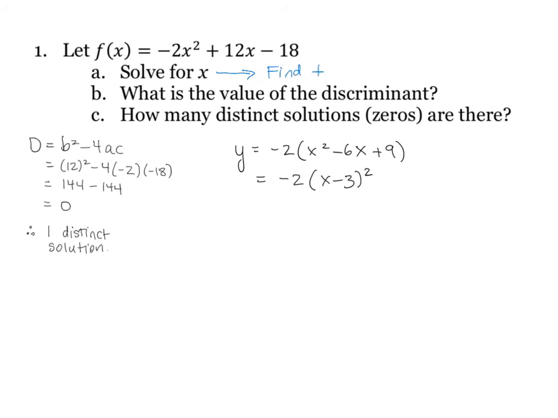Now we can find our zeros. We set our equation equal to 0 and solve. Because this is a perfect square, we know we're going to only have one answer, and in this case, x minus 3 has to equal 0, or x must equal 3. Proving that we have just one real solution.